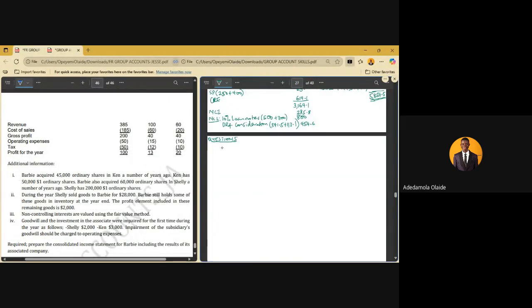So we'll have in 1 percentage of holding, so we can know what we are doing. The percentage of holding for who? For Ken, they said they acquired 45,000 shares there, divided by how many? They said Ken has 50,000 $1 ordinary shares. I just say divided by 50,000 shares, because the 50,000 is the number of shares, multiplied by 100. That will give us what?